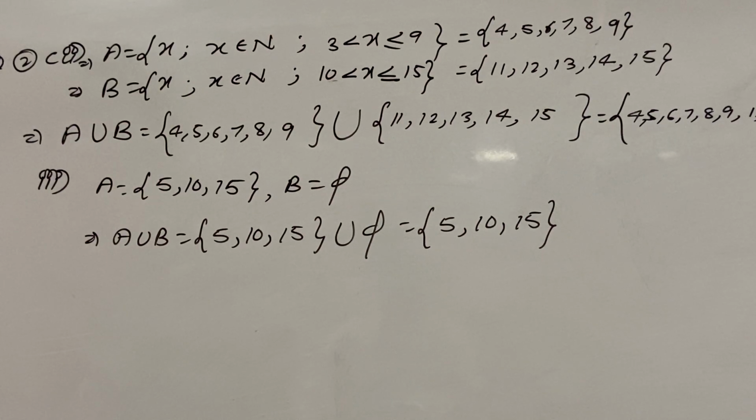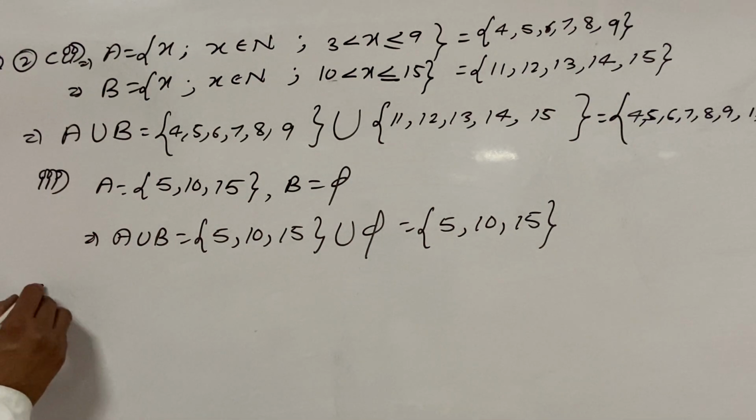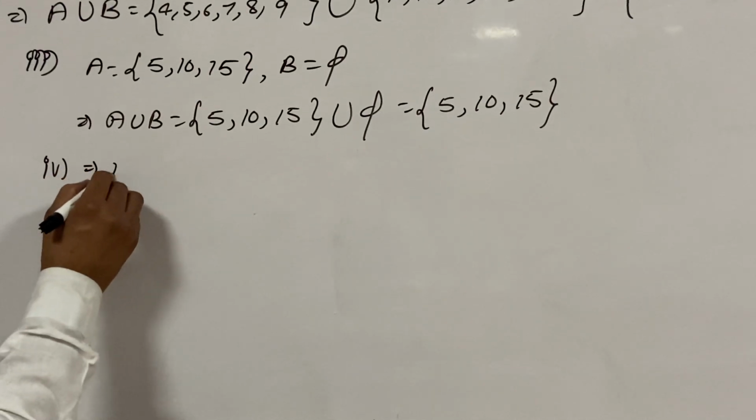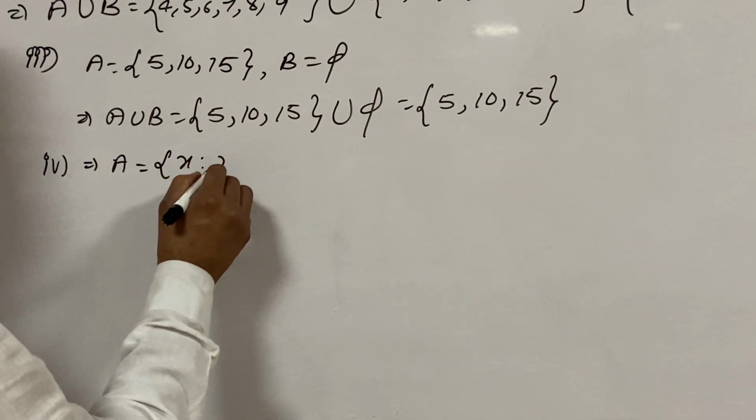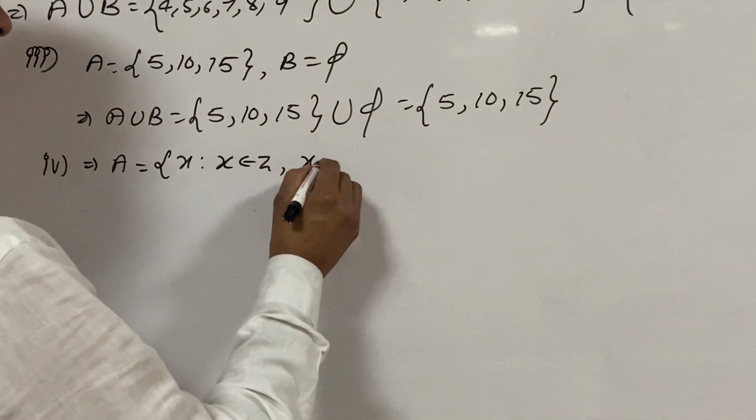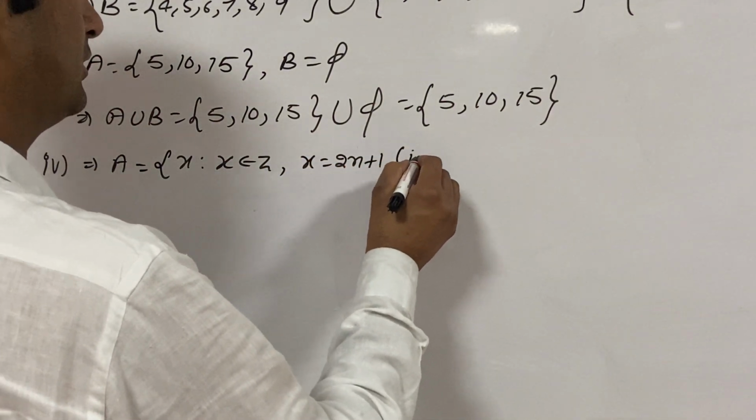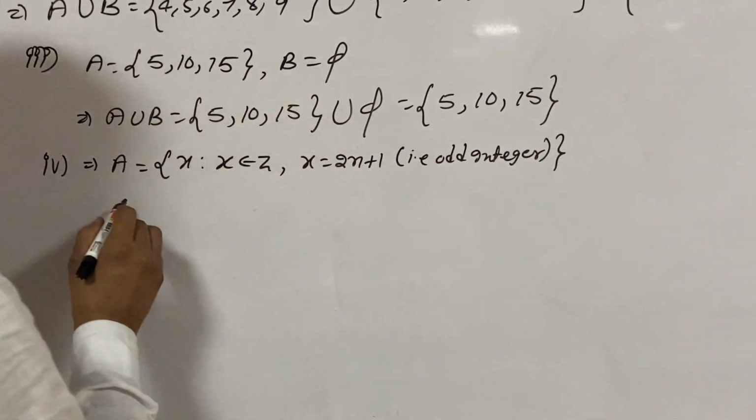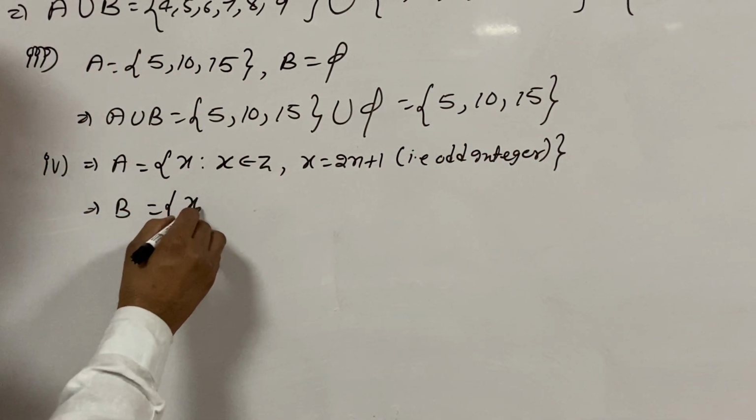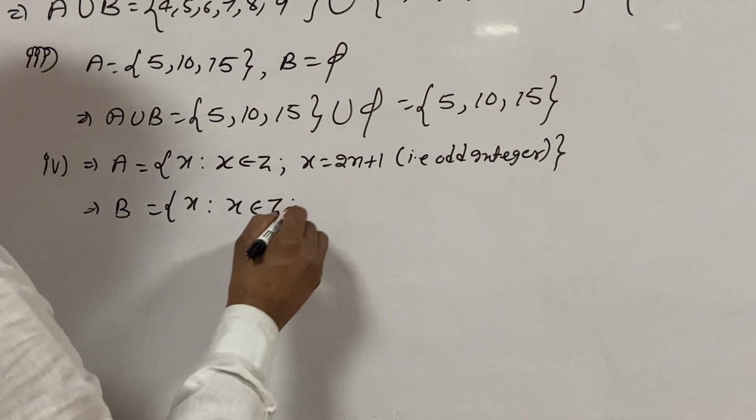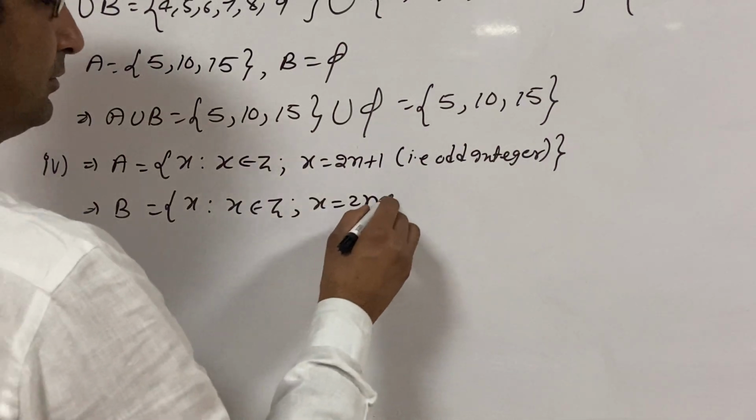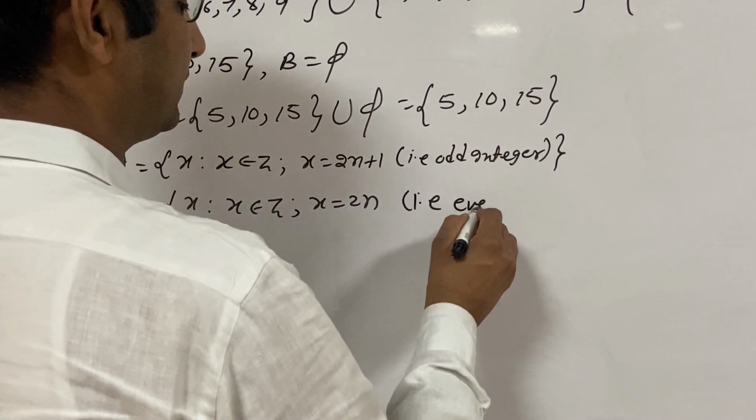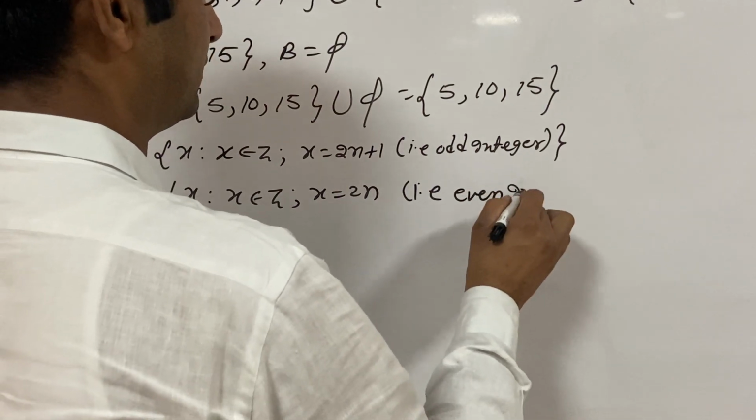And 4. A equal to X, which is odd; B equal to X, which is even, both of them are integer. Third, fourth part: A equal to X, X belongs to integer, and X equal to 2n plus 1, that is odd integer. Or B equal to X, such that X belongs to integer, or X is equal to 2n, that is even integer.